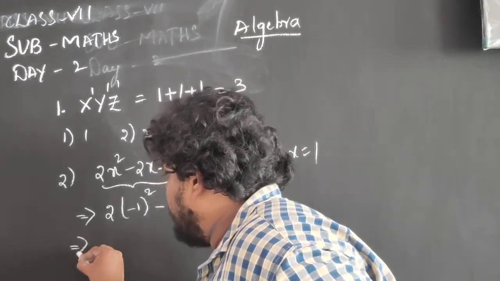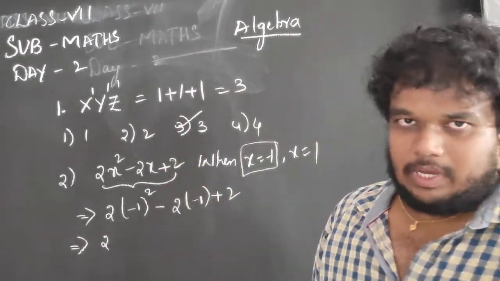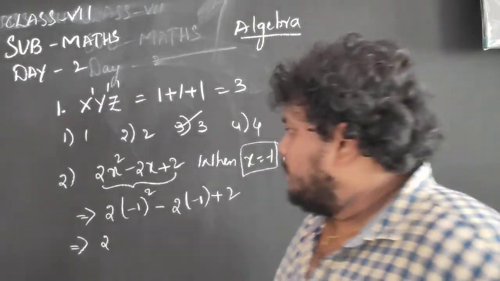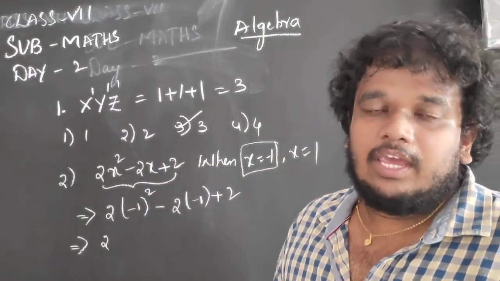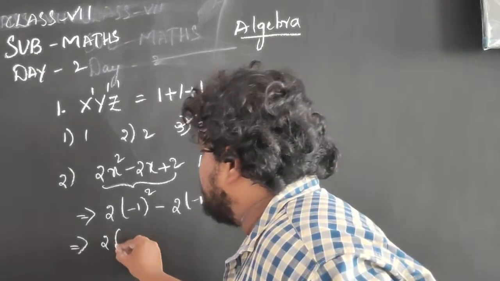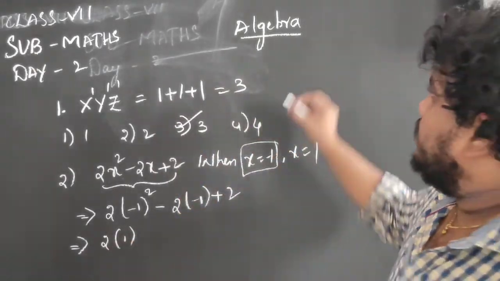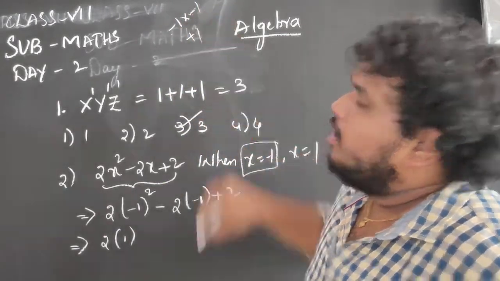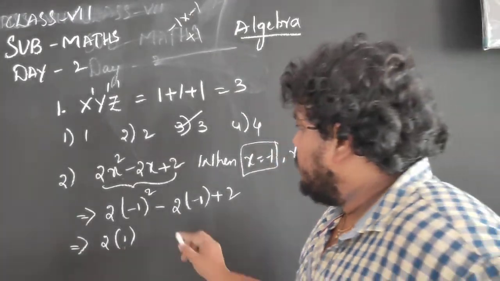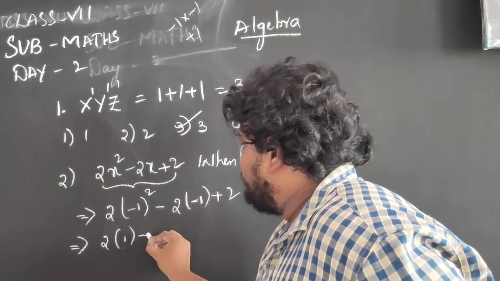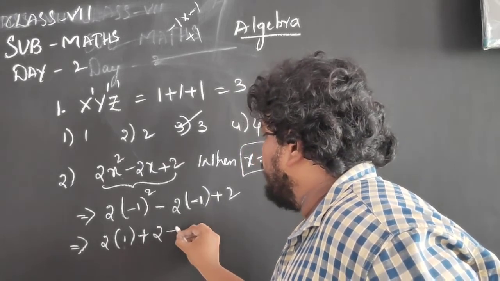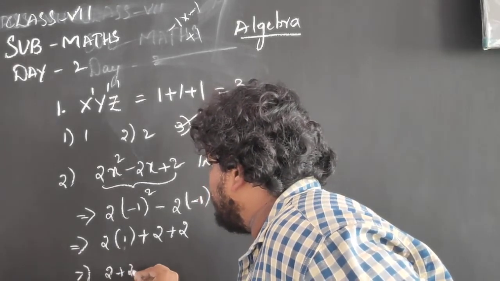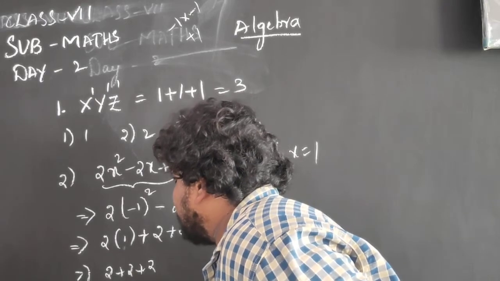Now we'll solve the problem. 2 into minus 1 whole square. What is meant by minus 1 whole square? We multiply minus 1 two times: minus 1 into minus 1. Minus into minus is plus, and 1 ones are 1, so the answer is 1. Now minus into minus will be plus, and 2 ones are 2, and plus 2 as it is. So 2 plus 2 plus 2. The answer here is 6.